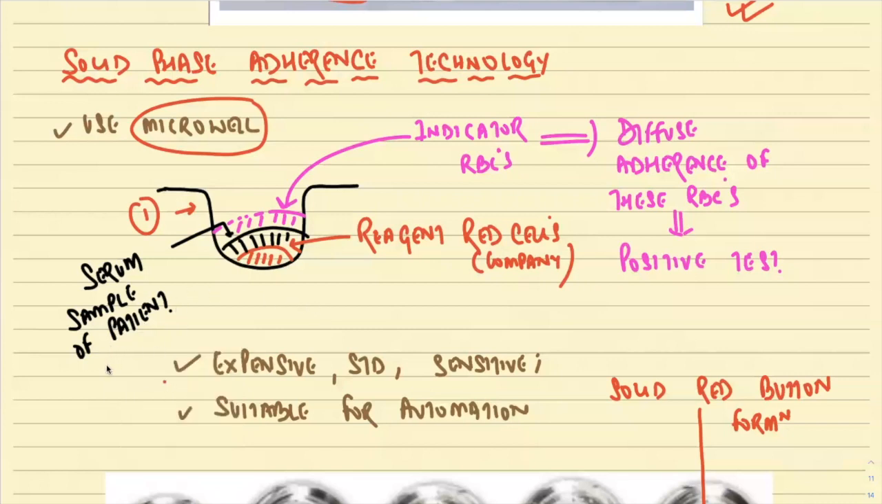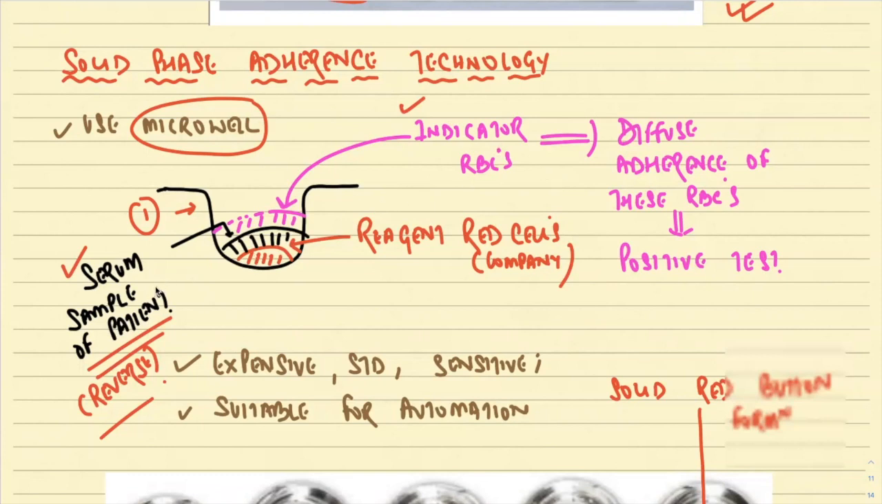Now, in all the tests that I have shown you till now, we are doing the forward grouping. We are just taking the patient's RBC. This is the only test where I am taking the serum sample of the patient. So this is basically done by a reverse method. It is a reverse grouping method that we are doing over here. So with the patient serum sample, I'm checking for the antibodies in the patient. This is taken, and on top of that, indicator RBC is attached.